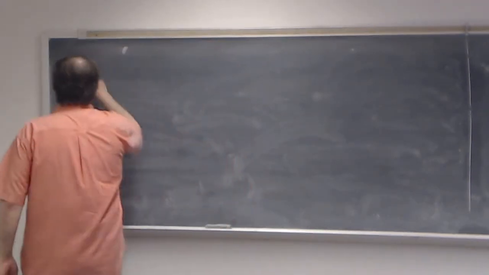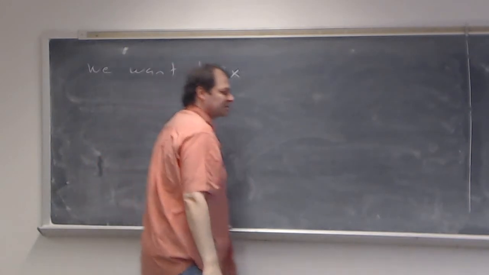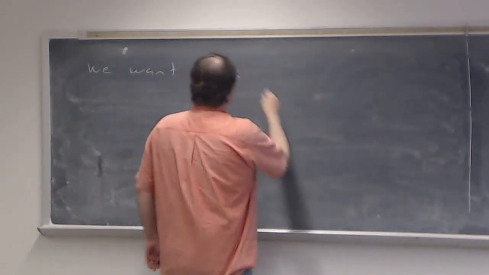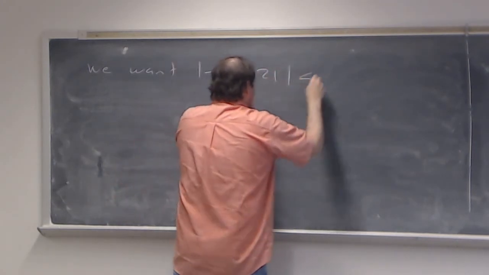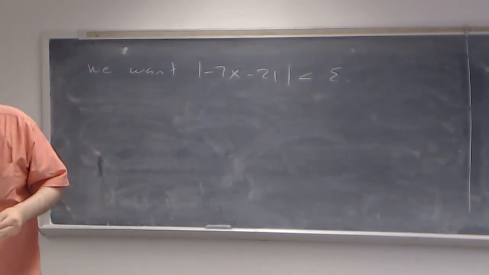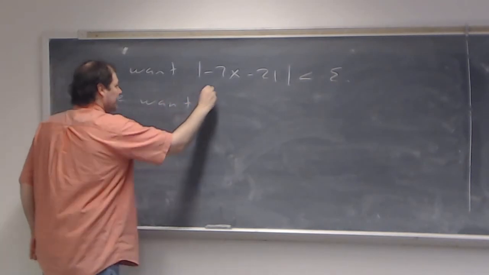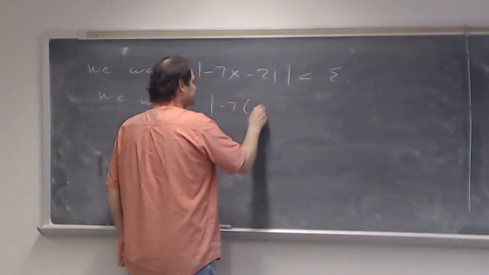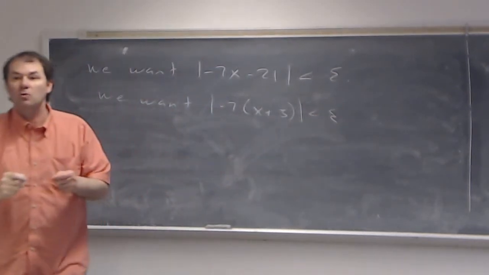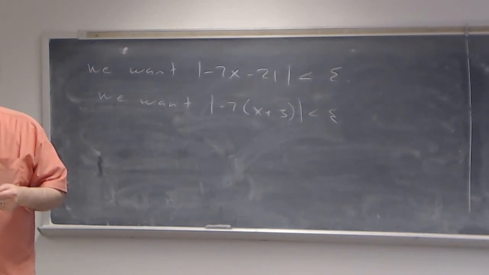So what we want is minus 7x. Let's see what the constant is when you add these. I think it's minus 21, isn't it? To be less than epsilon. I don't have that. I'm not saying that we got that. That's what I need to have happen. So I can factor out of this absolute value part minus 7 times x plus 3. Because the x plus 3 is something I get to control. Does that make sense? So we're writing down what we want in terms of something that I can deal with.